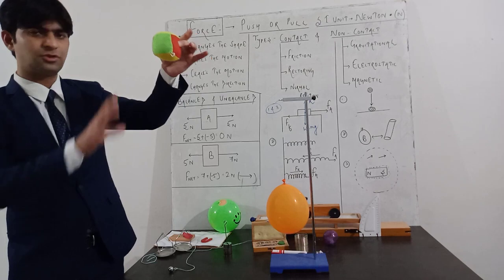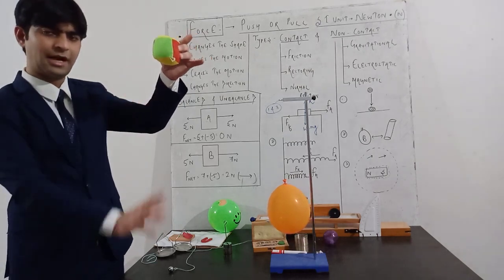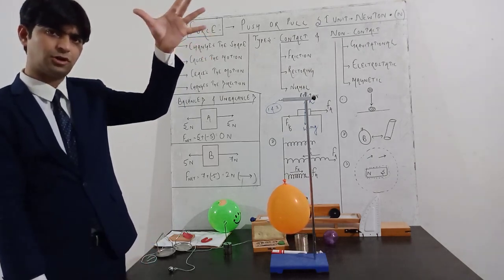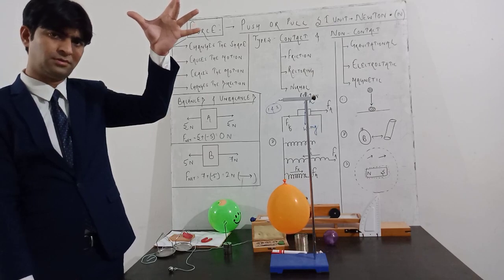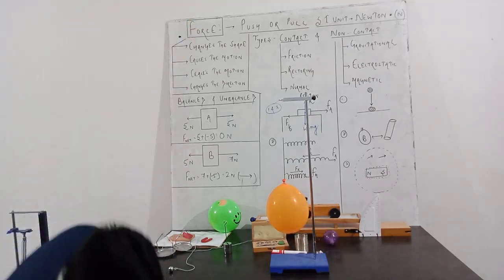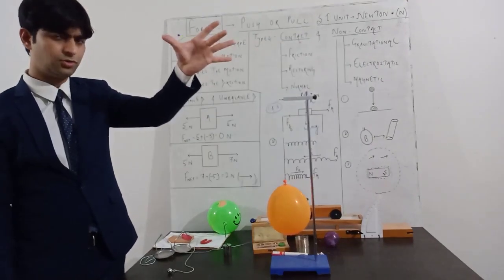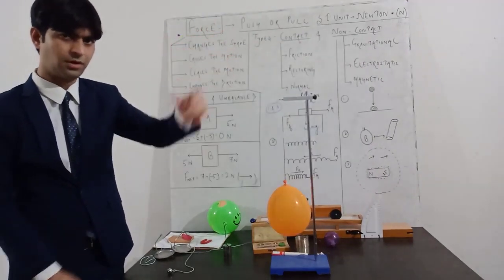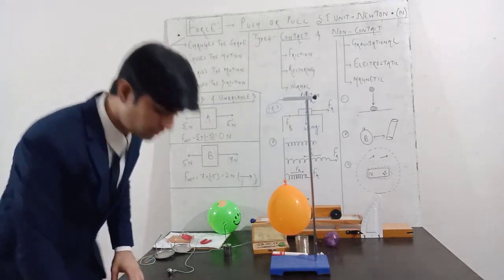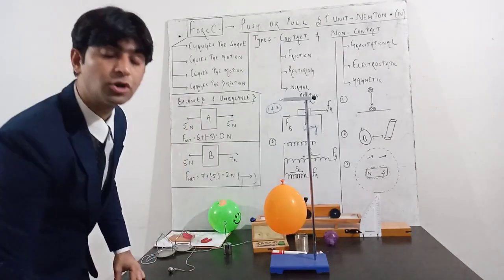If I drop this ball, there is no physical contact between this ball and the surface. It will automatically go downward. Again, you can see it automatically goes downward. There is no contact between the surface and this ball. So gravitational force is an example of non-contact force.